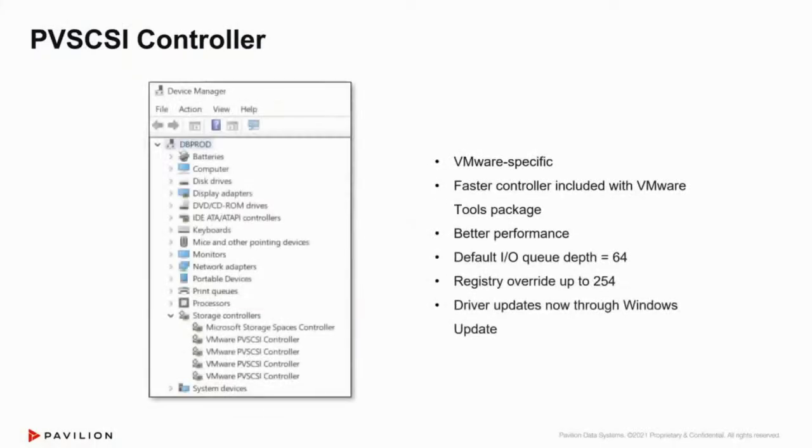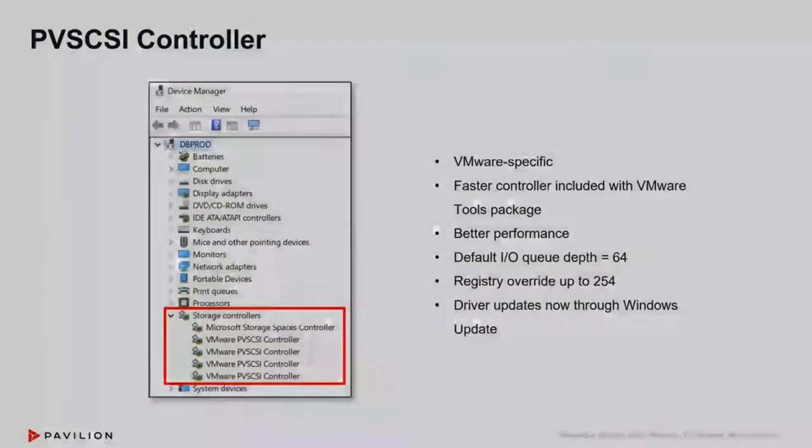If you're on VMware, this one is specific just to VMware. It's a Paravirtual SCSI controller. Default queue depth is 64. With the registry value, it's overridable up to 254. And there was a recent update that actually said per device, it's now up to 1,000. So something to keep in mind. The driver updates now are available through Windows Update. So I use this religiously for anything on VMware.